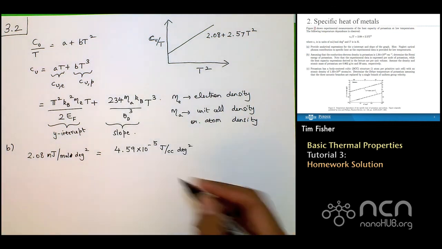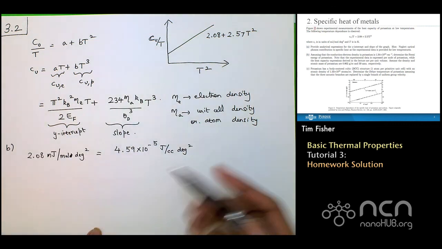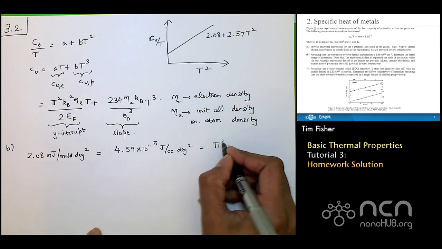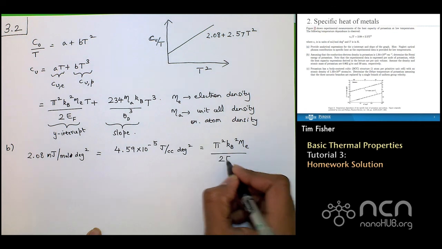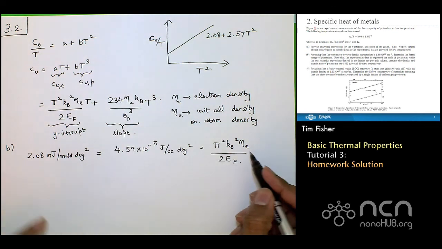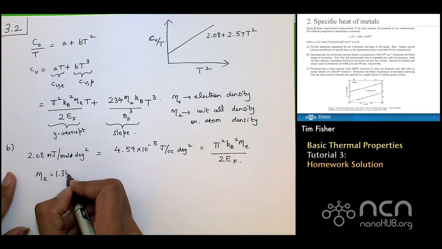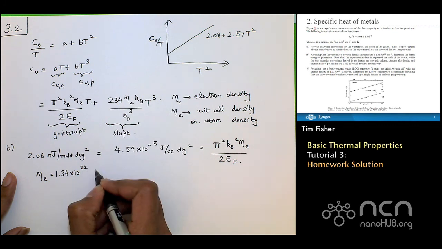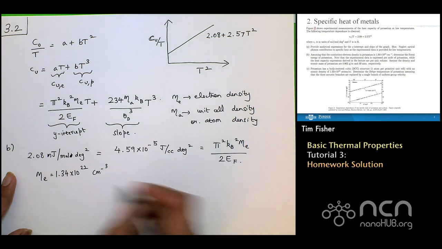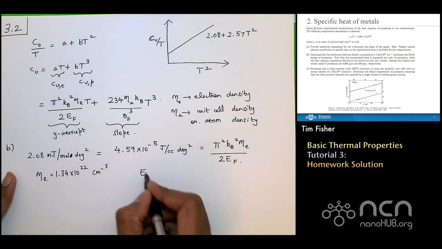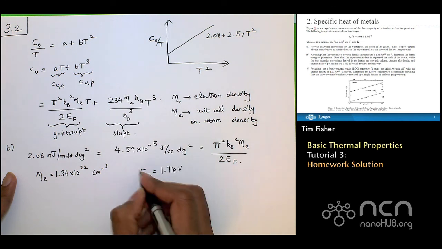So now it's in volumetric units, and now we can compare it directly with the expressions that were derived in the lecture. So this is equal to π² k_B² η_E / 2E_F. Now we know η_E. It's given to be 1.34 × 10^22 electrons per centimeter cube. So basically, solving this equation, we obtain that the Fermi energy of potassium is equal to 1.71 electron volt.